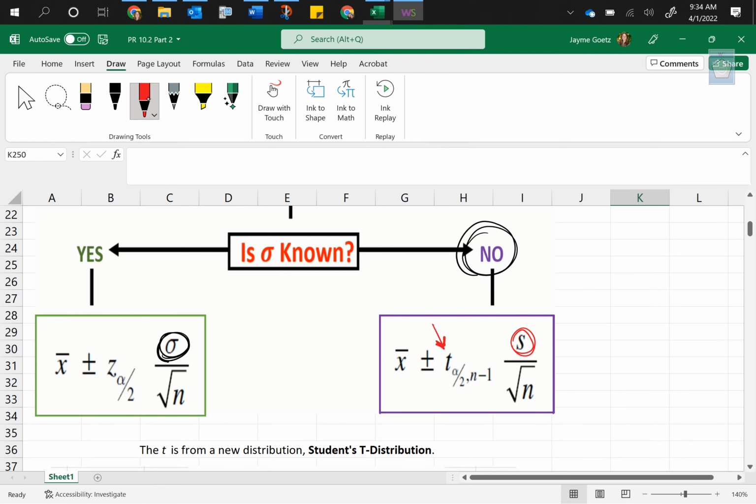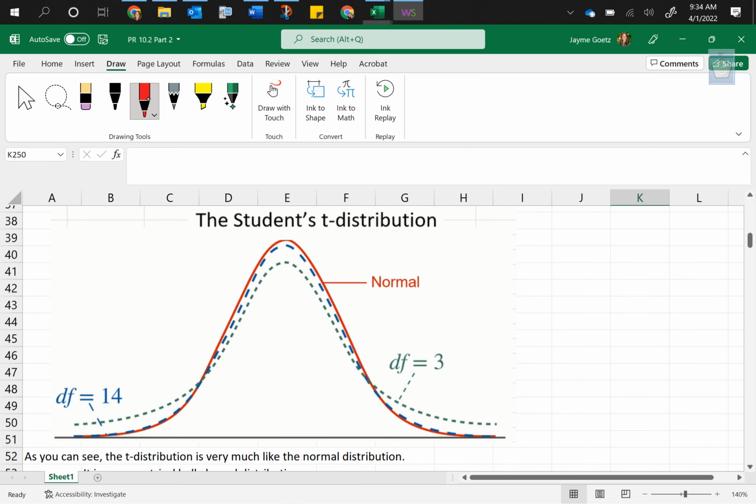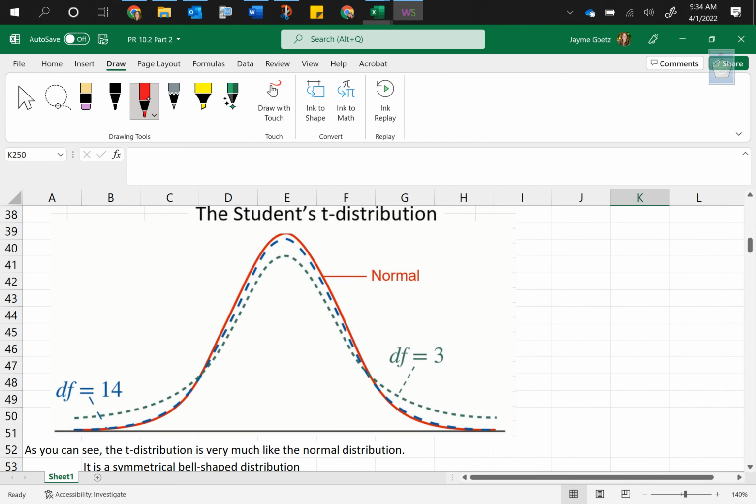Now let's talk about what this T distribution is. The student's T distribution looks like this. As you can see, the T distribution is very, very similar to the normal distribution. It is symmetrically bell-shaped. It has a slightly thicker tail. You'll notice here, the red one is the normal distribution, and these two dashed ones are different examples of the T distributions. Now you'll notice it has DF and DF. We're going to talk about that in just a minute.